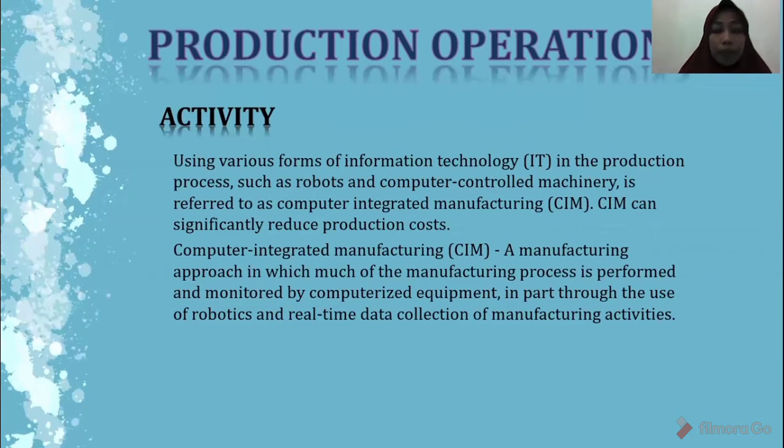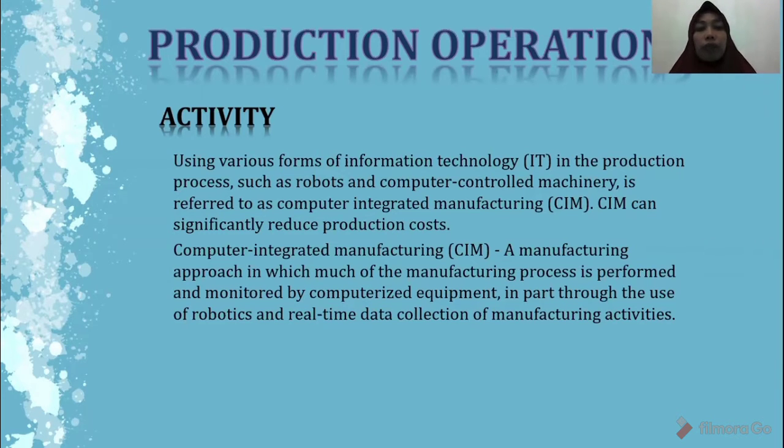The third step in the production cycle is the actual manufacture of the product. The manner in which this activity is accomplished varies greatly across companies, differing according to the type of product being manufactured and the degree of automation used in the production process.